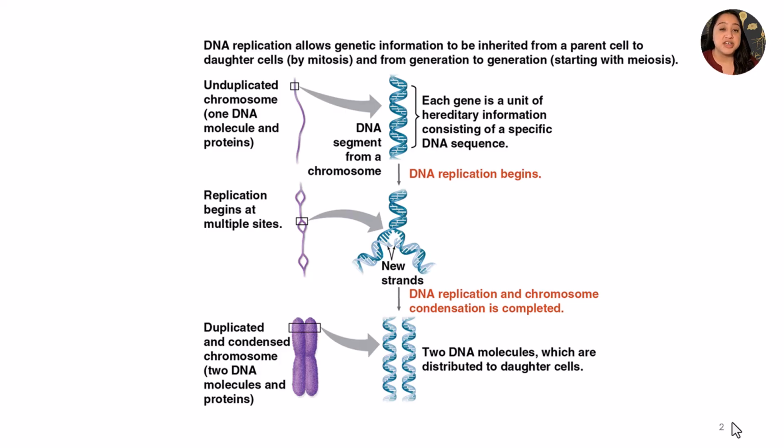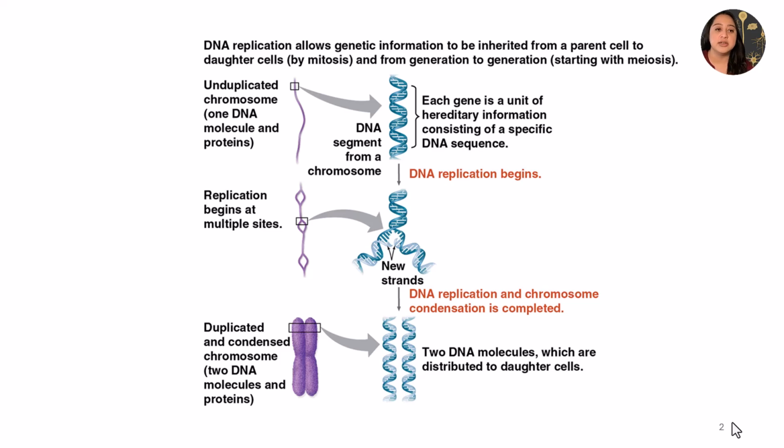So how do you make more DNA when you need to make new cells? Either for mitosis or meiosis, you need to make a copy of DNA, right? In the S phase of interphase. So DNA replication is the process that does this. You get the DNA that you have, you make a copy, and boom, now you have the sister chromatids. So DNA replication is what allows genetic information to be inherited from a parent cell to the daughter cells by mitosis, and from generation to generation, starting with meiosis.